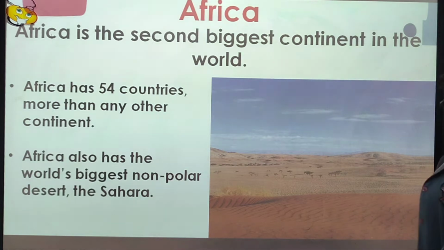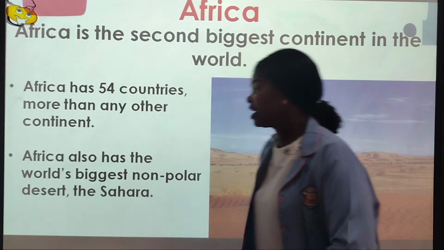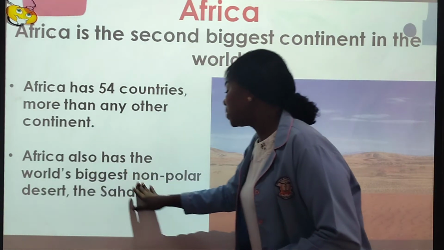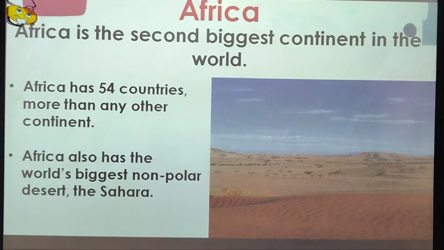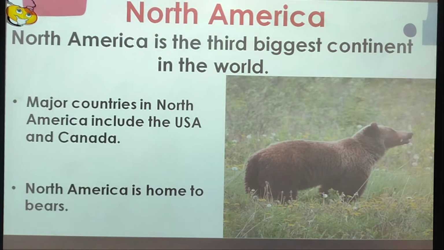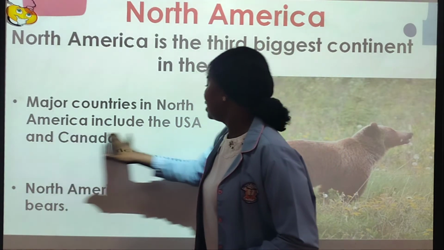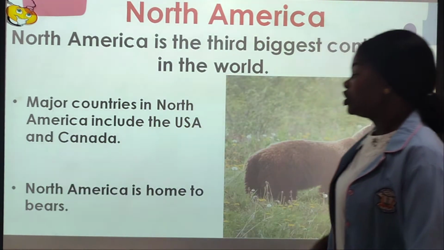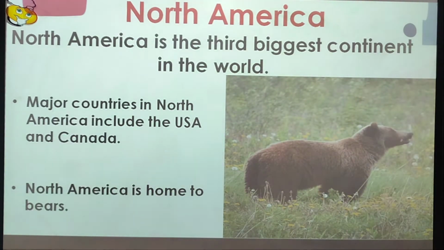Africa, let's talk about Africa. Africa is the second biggest continent in the world. Africa has about 54 countries, more than any other continent, okay? And Africa also has the world's biggest non-polar desert, which is called the Sahara Desert. North America. North America is the 3rd biggest continent in the world. Major countries in North America include the USA and Canada. North America is the home to bears and other animals.